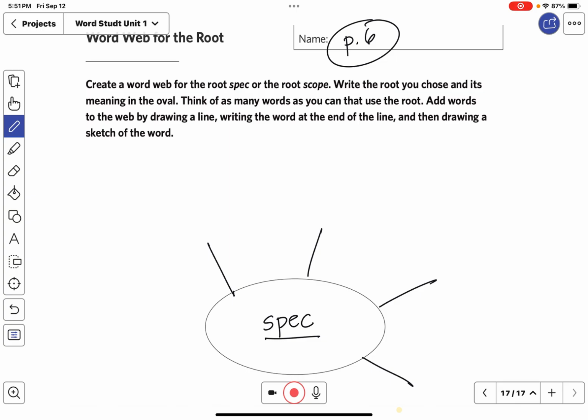Draw the line, write the word, and then try and sketch a picture. You can even use a dictionary if you would need to. Maybe type in spec and the words might pop up. But that is your lesson for the root spec. Try to see how many words you can think of. You will upload this picture when you are finished.